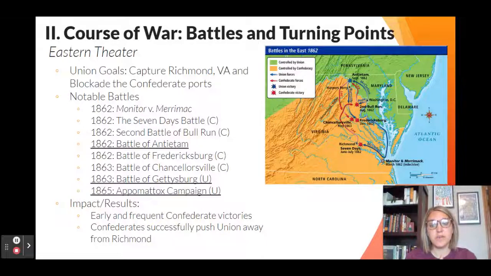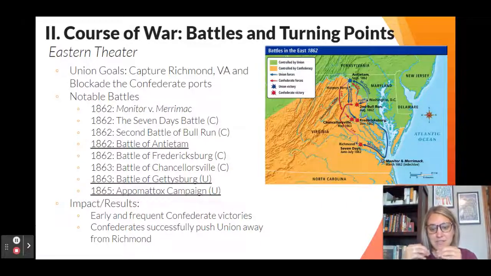So when we look at the Eastern Theater, they're really trying to accomplish the goal of capturing the capital of Richmond, Virginia, and blockading the Confederate ports. There are a few notable battles there, and depending on where you live or your teacher's preferences, they might emphasize different ones than this. The Monitor versus Merrimack was one, with the first ironclad warships. But the 3 that you should be more familiar with on the Eastern Front are the Battle of Antietam, the Battle of Gettysburg, and then the Appomattox Campaign.